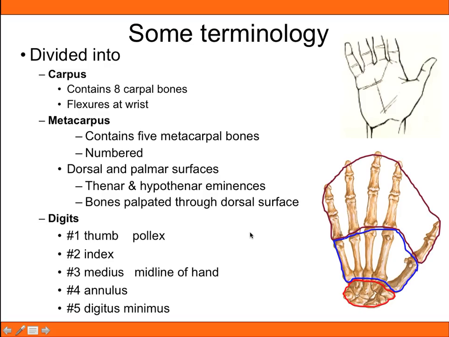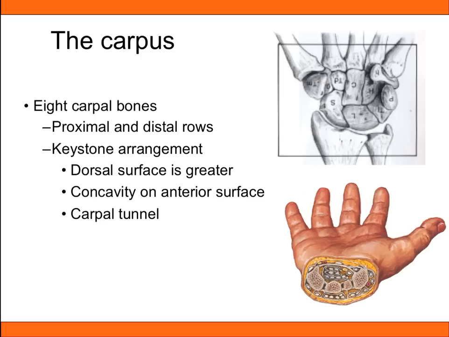Now, remember these terms because we're going to refer back to them when we look at the muscles, because some of the muscles take their names from the digits they either insert on or act on. Right, move on. We're going to look at the carpus. We've got 8 carpal bones, divided into proximal and distal rows, each with 4 carpals. Now they have a keystone arrangement.